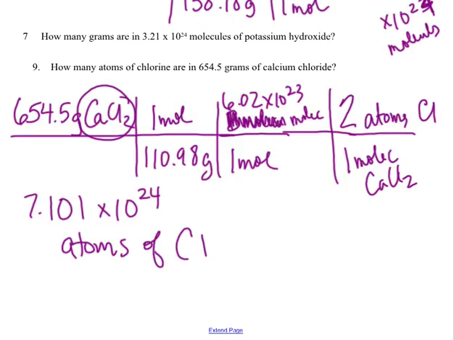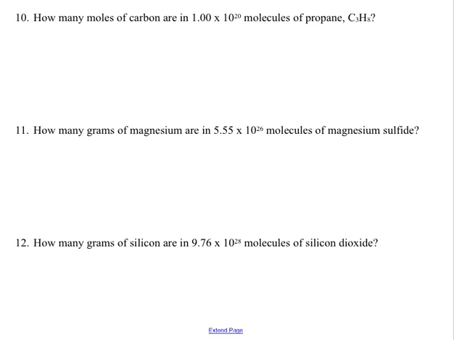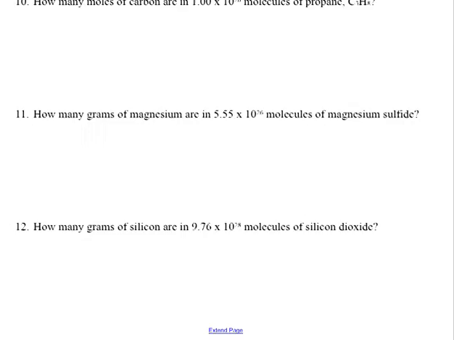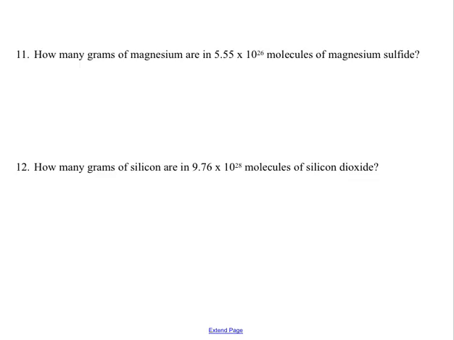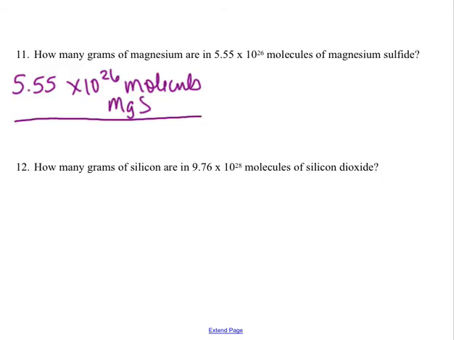Okay. Couple more problems. Let's do 11. How many grams of magnesium are in 5.55 times 10 to the 26 molecules of magnesium sulfide? So we start with our 5.55 times 10 to the 26 molecules of, what's the formula for magnesium sulfide? And again, it should be formula units, but I'm trying not to think about it. Okay. So now we need to somehow get to grams.